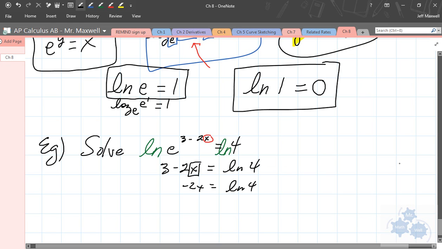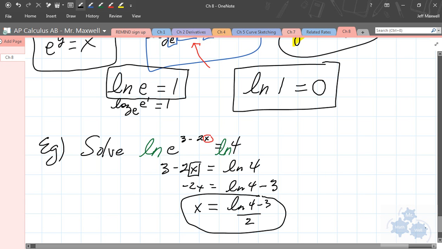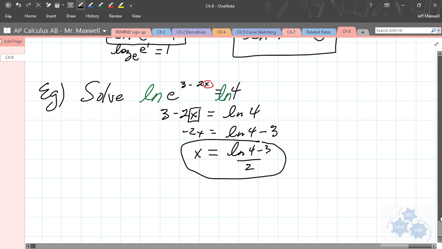So ln of 4 equals negative 2x minus 3, divided by negative 2. So we get ln of 4 minus 3 over 2, and that's what x equals. And you could, if you want, work that out to a decimal, but that's what x equals. That's how you solve for x there.